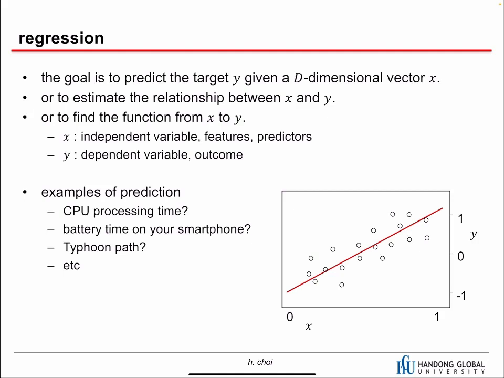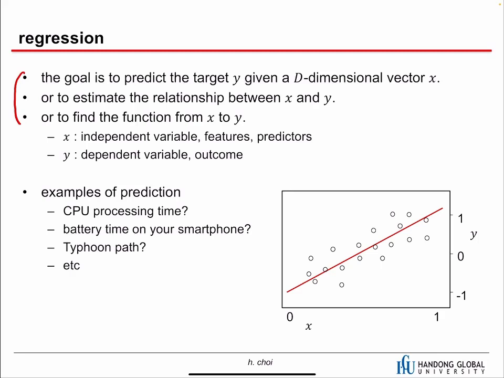So first of all, what is regression? Regression is a statistical method to find the relationship between x and y. The goal is to predict the target y given a d-dimensional vector x, as usual. Or we can understand regression as estimating the relationship between x and y, as I said. Or in other words, we can find the function from x to y. Basically, these three items are saying the same thing.